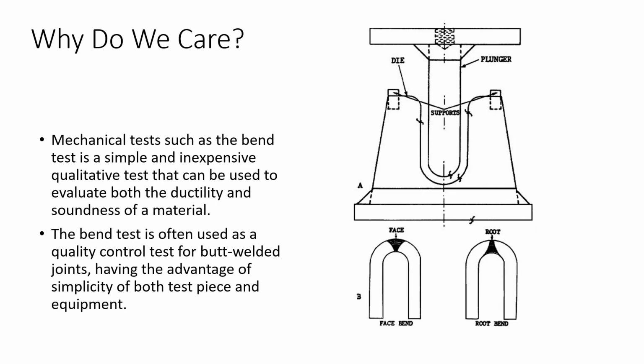We use these for butt welded tests, butt welded coupons. The equipment's cheap and relatively simple, and the samples, we just slice samples out of there, bend them, polish them a little bit, look at them and see what's going on.